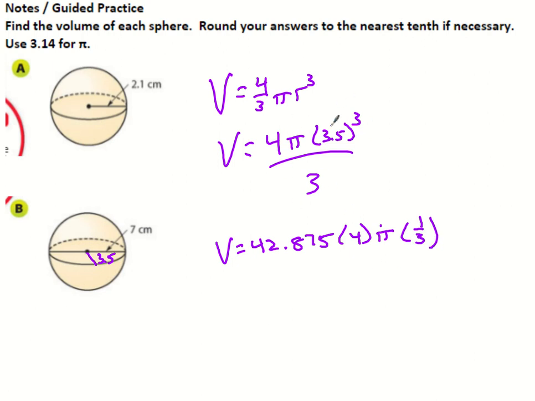I'm writing the divide by 3 differently on purpose to show you how there's different ways we can look at it to see which way works for us. So I'm going to take that 42.875. I'm going to multiply that by 4.